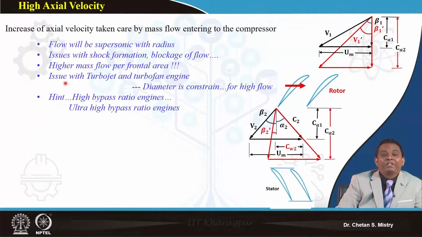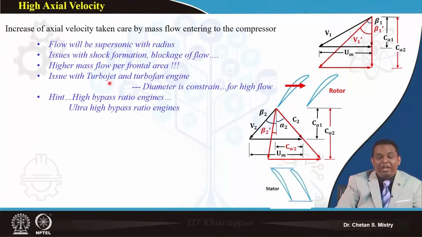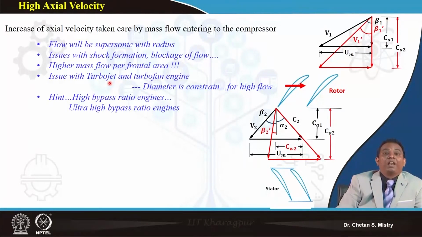Now, this is what creates the trouble. Suppose I am talking about a turbojet engine and a turbofan engine, we have some constraints in terms of diameter, and this diameter is going to be large. Many times, when I am talking about application to aero engines, especially military configurations, my diameter is a constraint. When my diameter is a constraint, I cannot increase my frontal area. So the logic of increasing your axial velocity with limited frontal area is tricky.